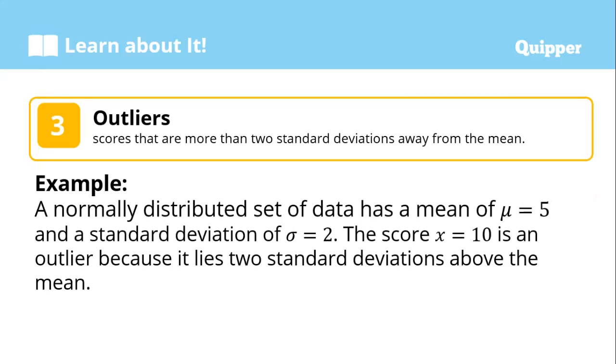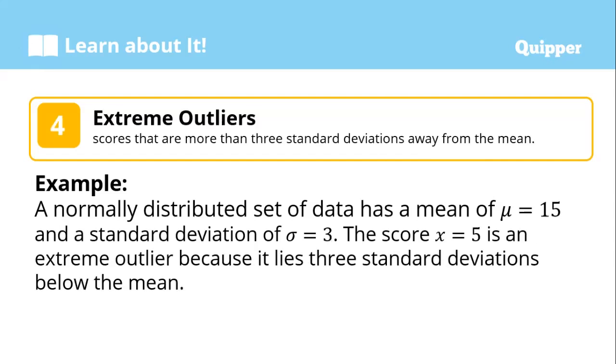The mean is 5 and the score is 10. So meaning to say, it is above the mean, because x is 10 and the mean is 5, so x is greater than the mean.